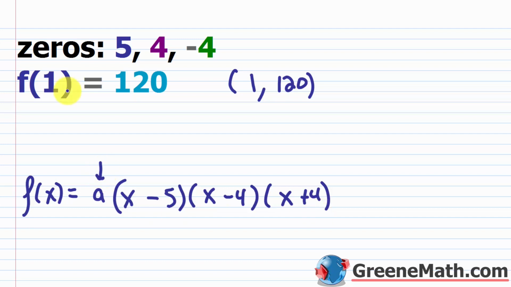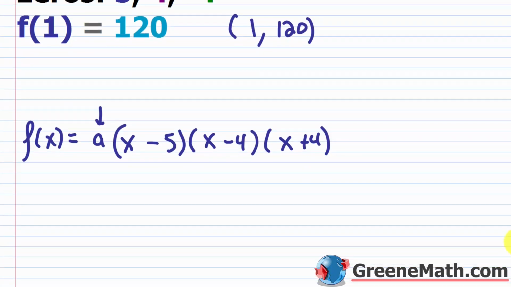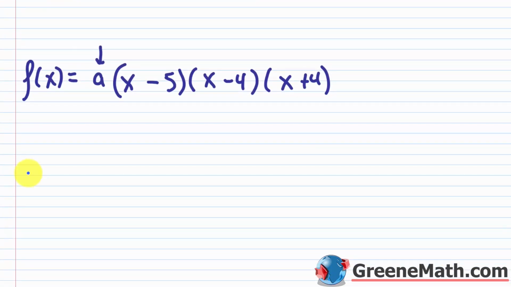So how do I get this? Well, I'm going to use this point here. So basically, I know if I plugged in a 1 everywhere there's an x, the result would be 120, okay? So let's scroll down for a minute, and I'm just going to plug this in. So f of 1 is going to be equal to 120.